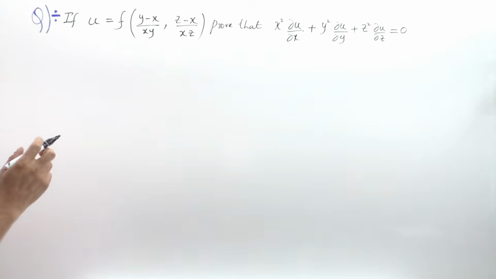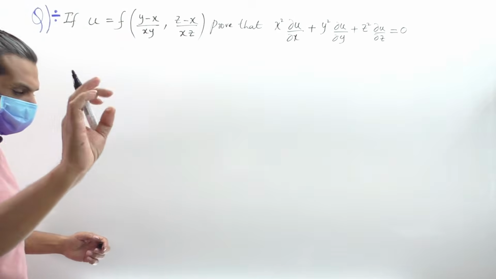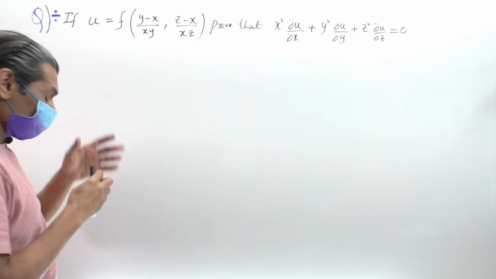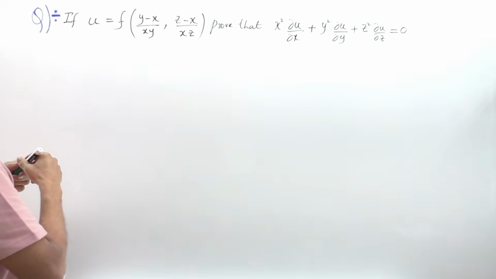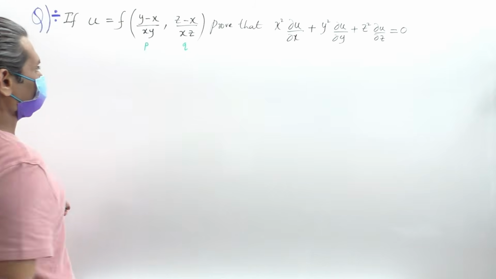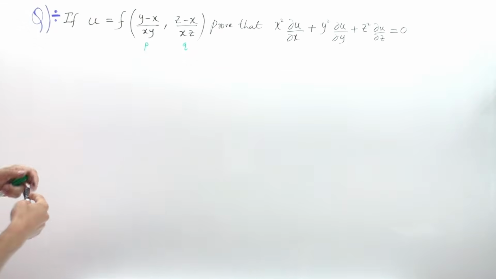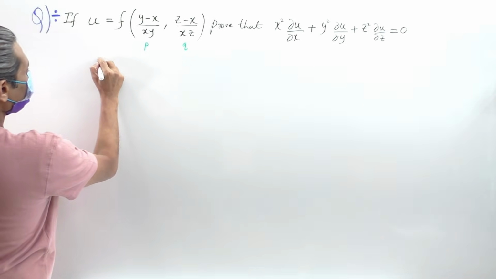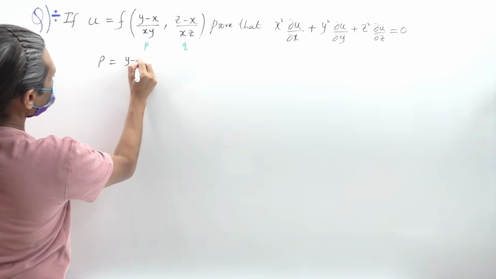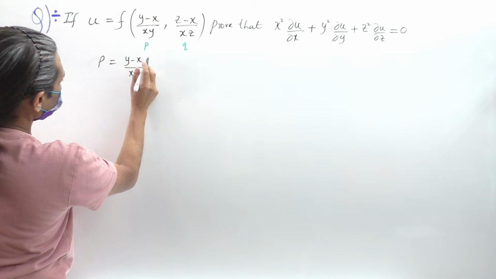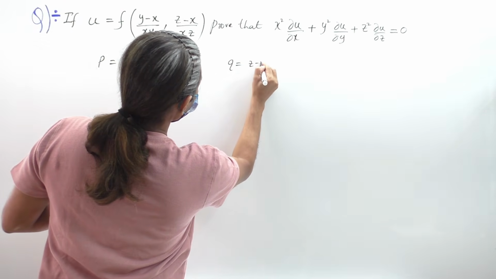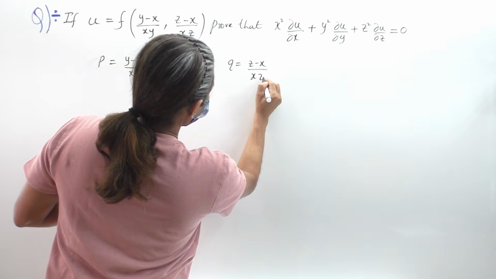Okay, so now we have here, so what I will do, since it is a composite function, I cannot solve directly. There is a comma here. What I will do, simply assign this as P and this as Q. Okay, I write here, let P is equal to (y minus x) by xy and Q is equal to (z minus x) by xz.